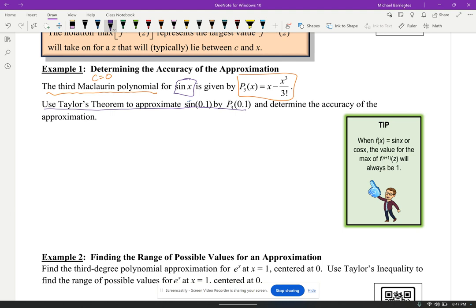Well, let us begin. I'm going to approximate sine of 0.1. Make sure you use proper symbols. This is not equal. This is an approximation. By using P of 3 at 0.1, which is 0.1 minus 0.1 to the third over 3 factorial.